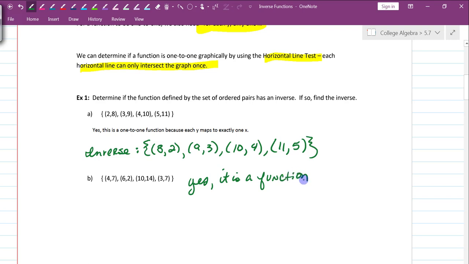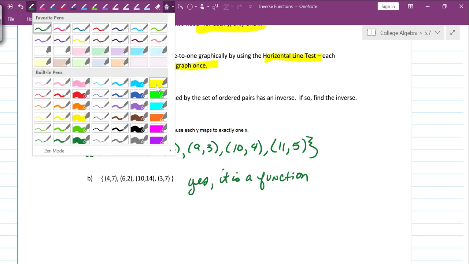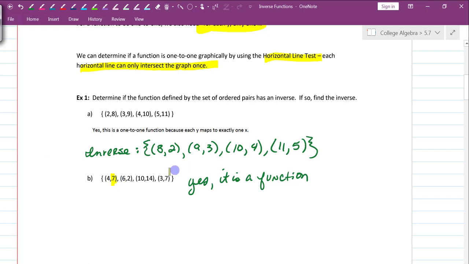The question becomes, is it a one-to-one function? If it's a one-to-one, then we have an inverse, right? So I have a 7, a 14, a 2, and a 7. I have two 7s right here and right here. The question is, do they map to the same number or different numbers? As you can see, they map to different numbers. One maps to 3, the other maps to a 4. So even though this is a function, it is not a one-to-one function.